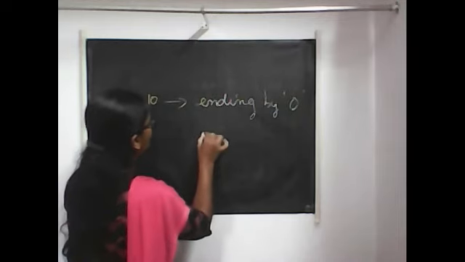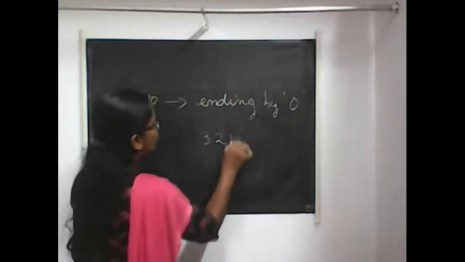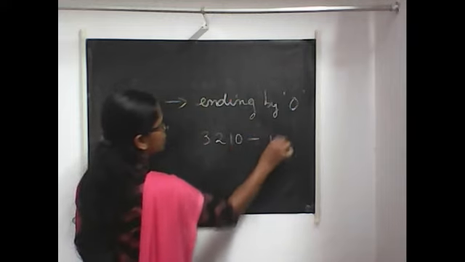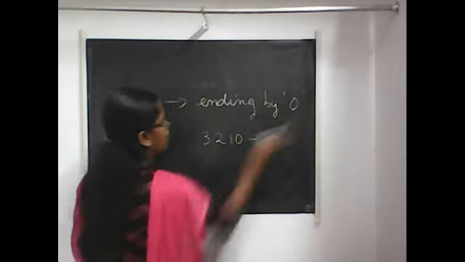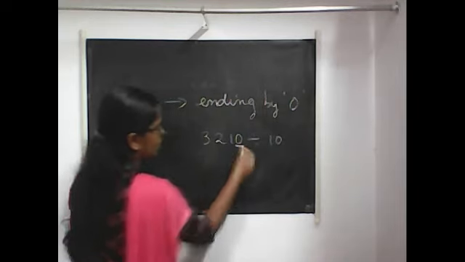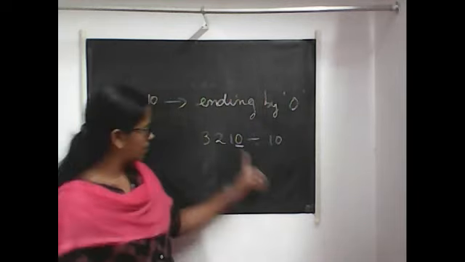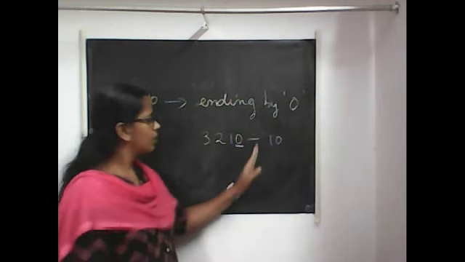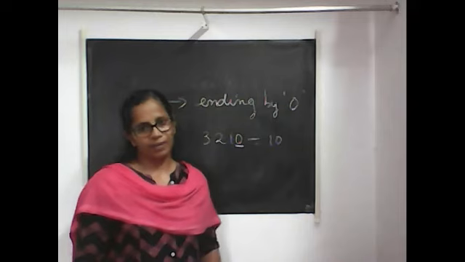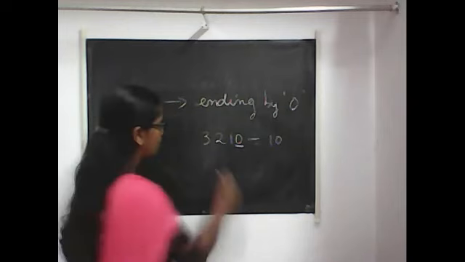For example, 3210. Whether it is divisible by 10. For that, the condition is if the number is ending by 0, that is, the ones place digit is 0. Yes, it is 0. That means 3210 will be divisible by 10.